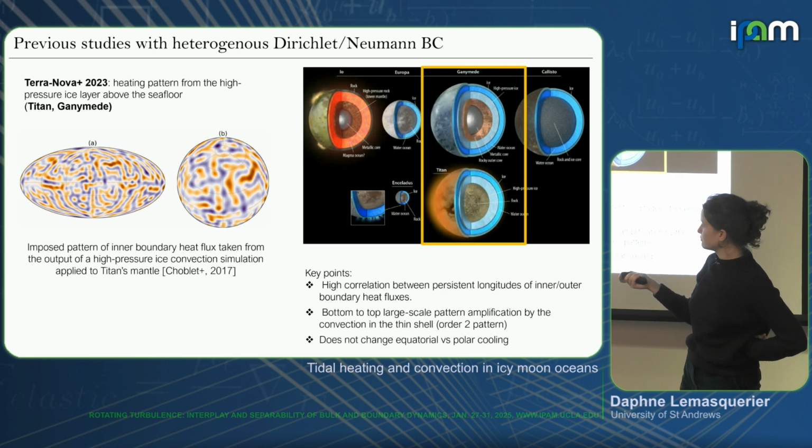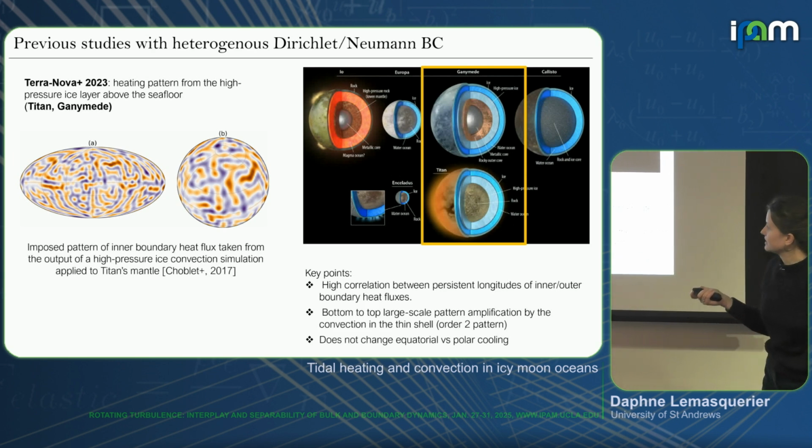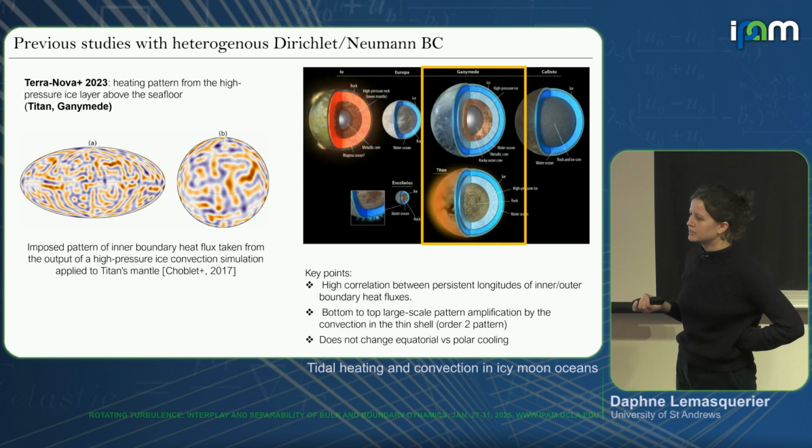And so what you would get from the convection in the ice would lead to rather small-scale heterogeneities. Okay? And so they use this as a boundary condition in rotating spherical shell simulations. What seems to come out of this study is the fact that this kind of small-scale pattern doesn't really affect the convection. It's not really able to change the properties of convection.